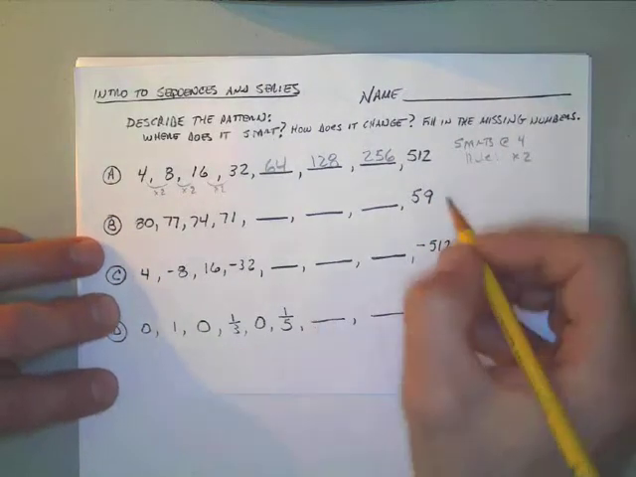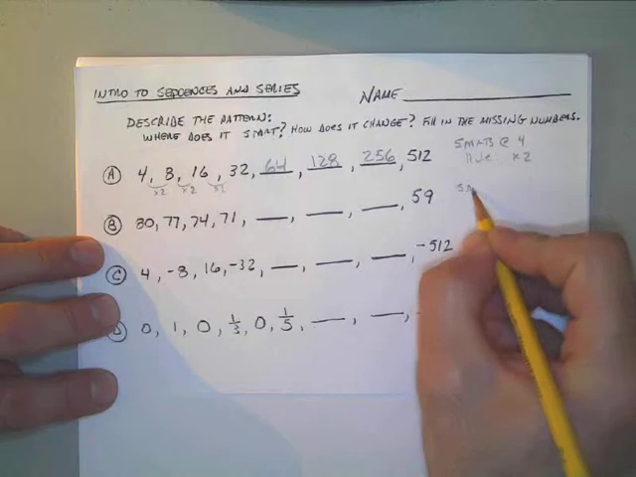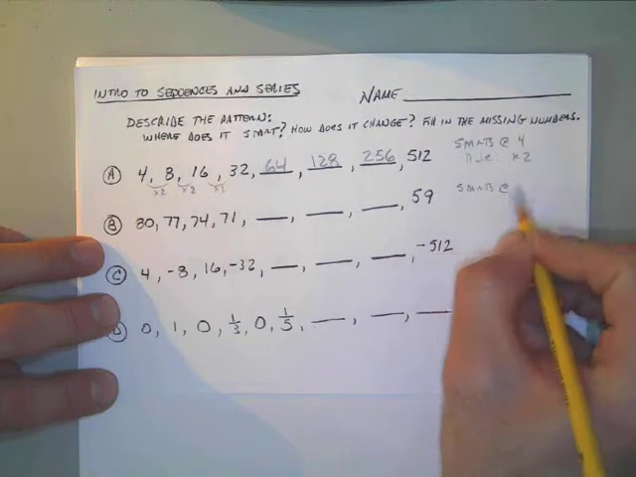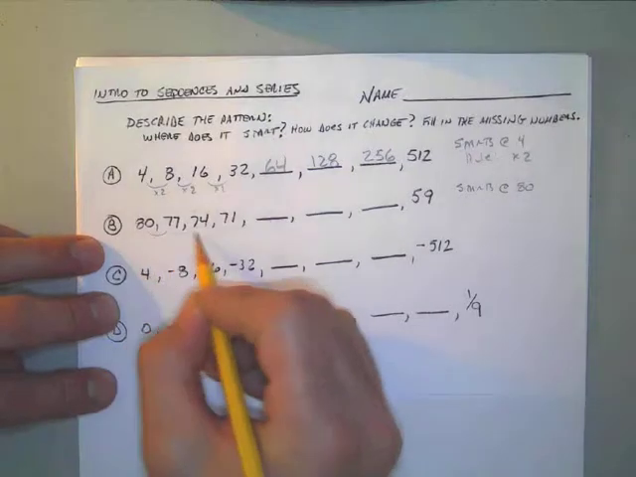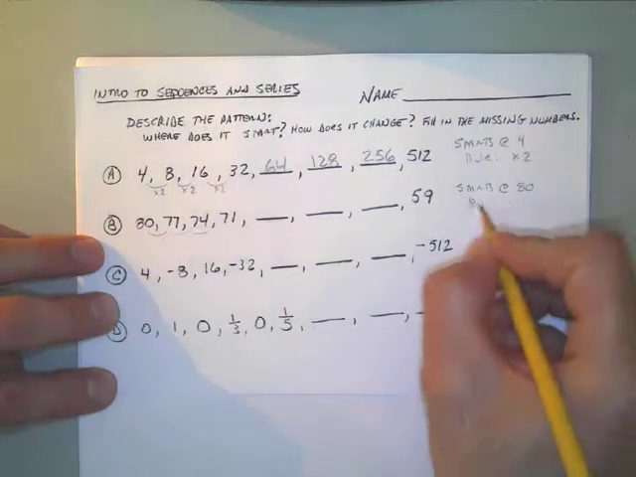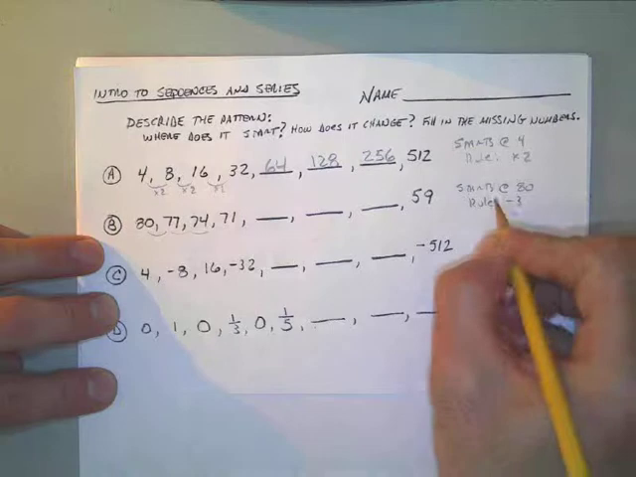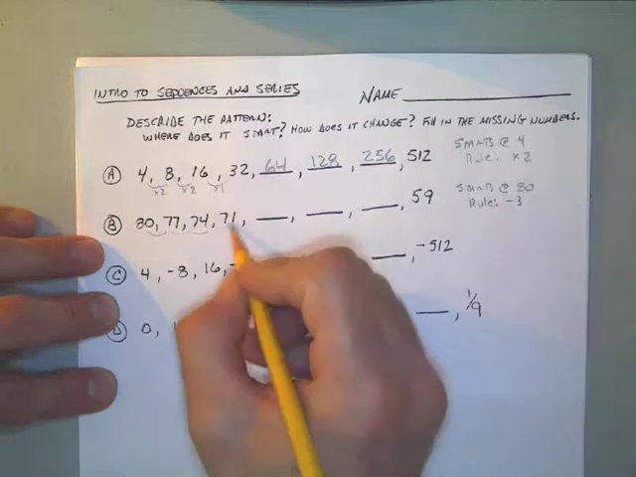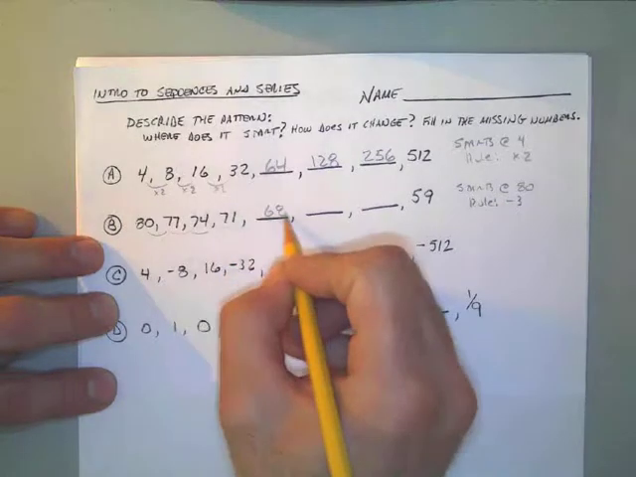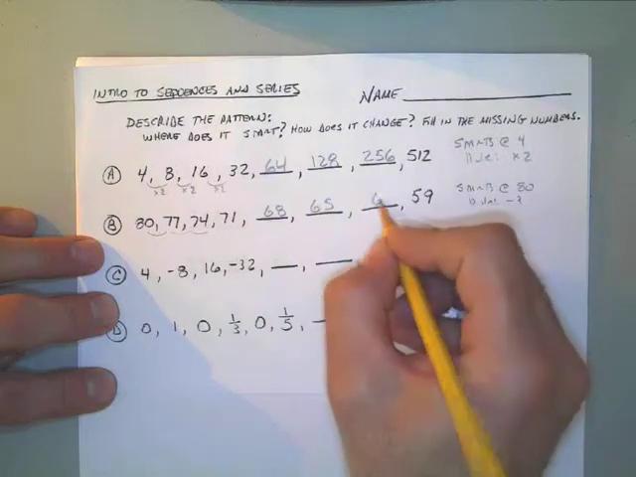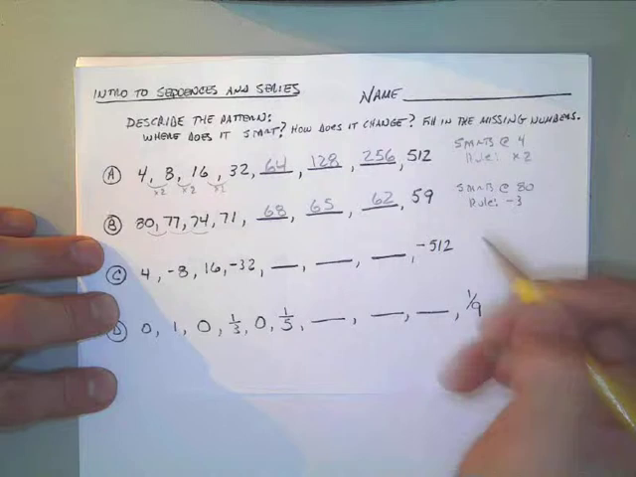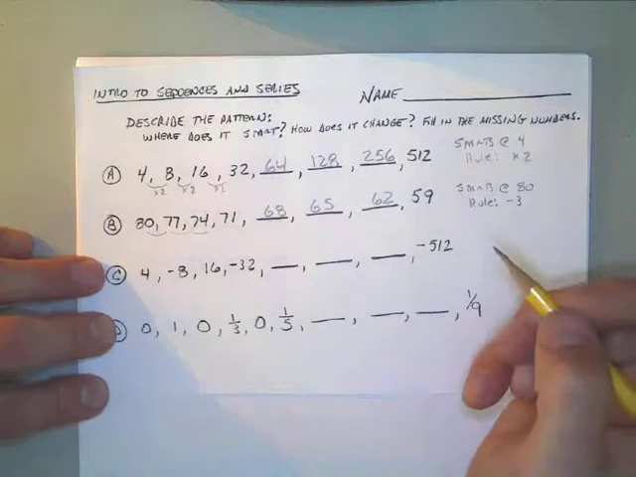All right, let's look at sequence B. It appears that it starts at the number 80, and then looking for a pattern, it looks like it's minus 3 each time. So 71 minus 3 would be 68, minus 3 would be 65, minus 3 would be 62, minus 3 is 59. Perfect.